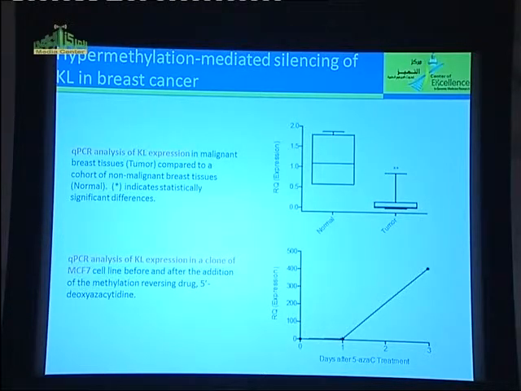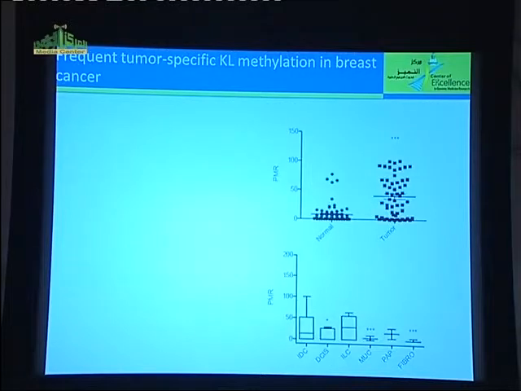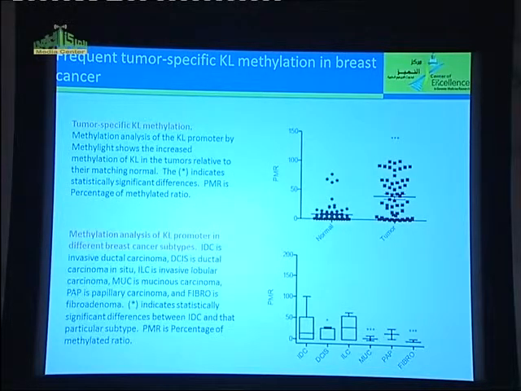The methylation levels are higher in the tumor compared to the normals, and it's also more specific to invasive ductal carcinoma, ductal carcinoma in situ, and lobular carcinoma, but not to the mucinous or papillary types. And also the fibroadenomas do not exhibit much methylation of this gene.